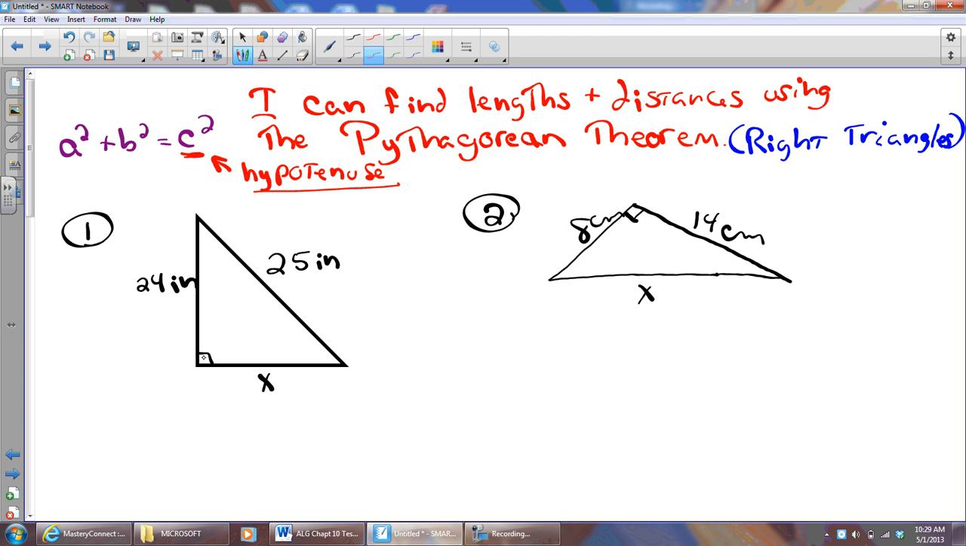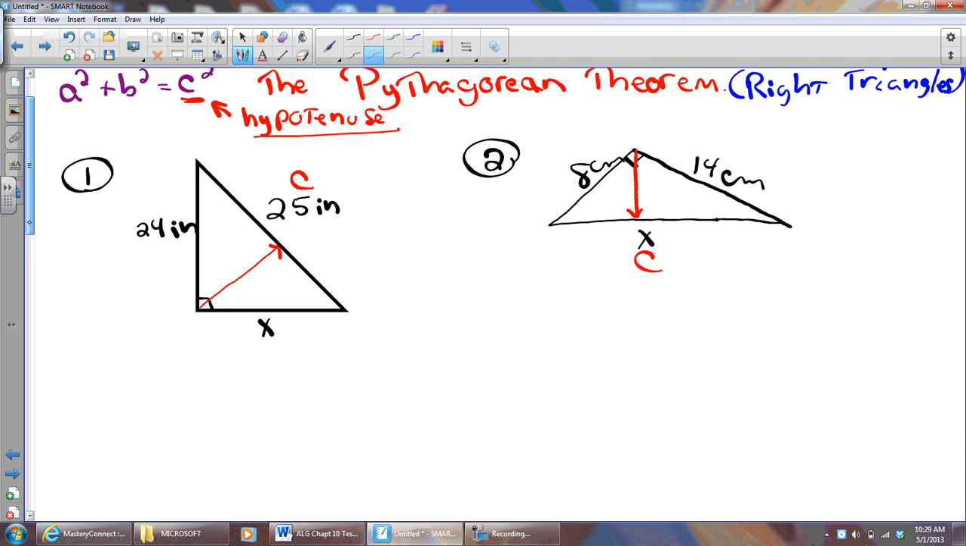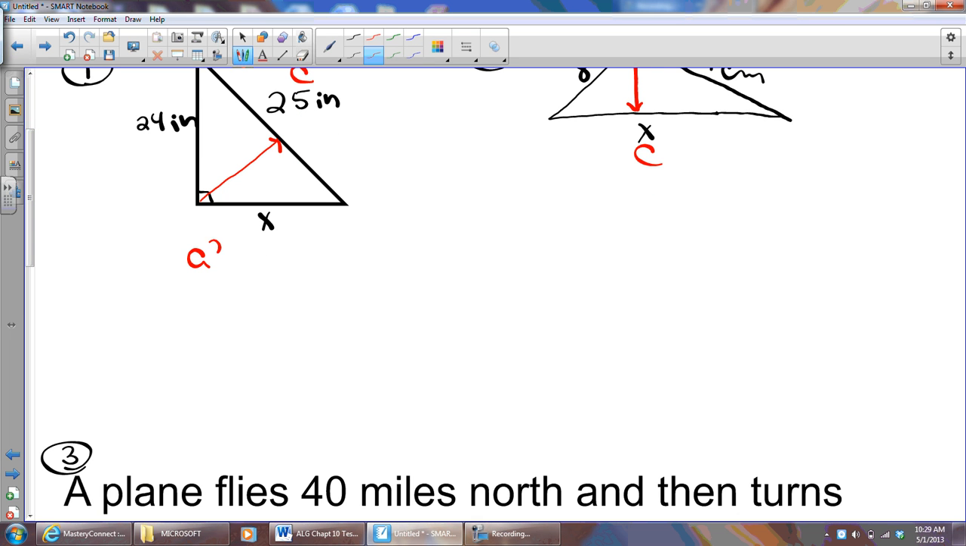To find c, you find your right angle and you draw an arrow from the right angle. The side you hit is c. So this 25 is c. On this problem, the c is the unknown side. All right. Now, that's very important when you go to set up your equation. If I have a squared plus b squared equal to c squared, and I know c is 25, I'm going to do 25 squared. a could be 24, and then b squared is unknown, so that's my variable.